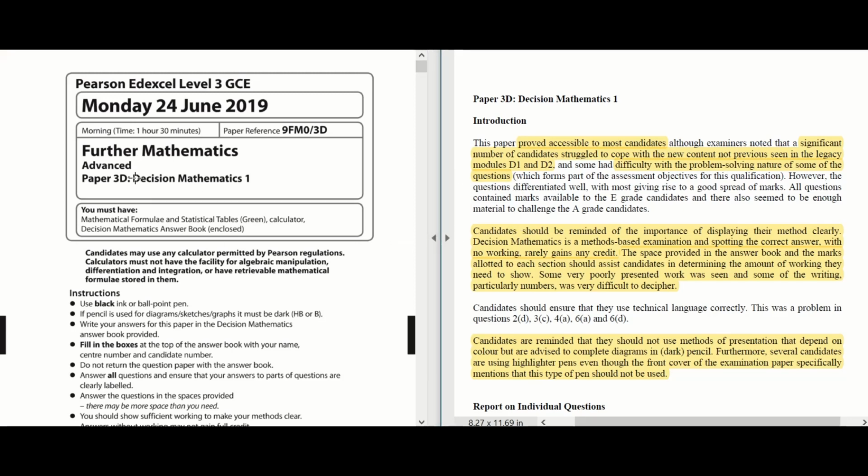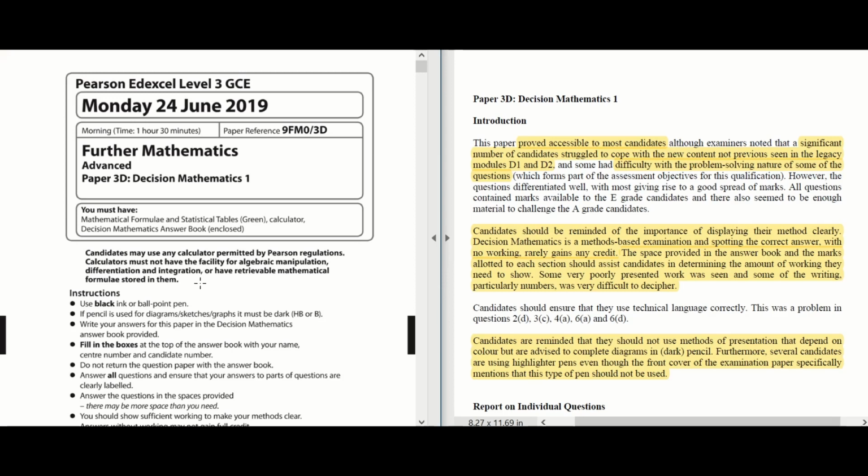And in terms of this paper, when we talk about D1 and D2, you're reminded that this is a methods-based examination. So show your method clearly. Obviously, spotting the correct answer with no working rarely gains any credit. The space provided in the answer book and the marks allotted to each section should assist candidates in determining the amount of working they need to show. Some very poorly presented work was seen, and some of the writing, particularly numbers, was very difficult to decipher.